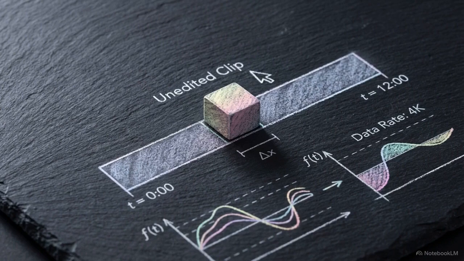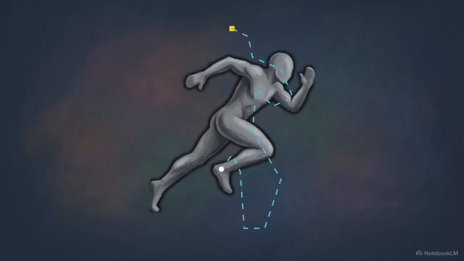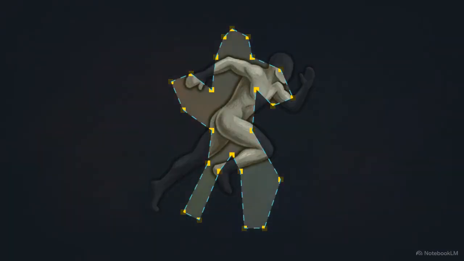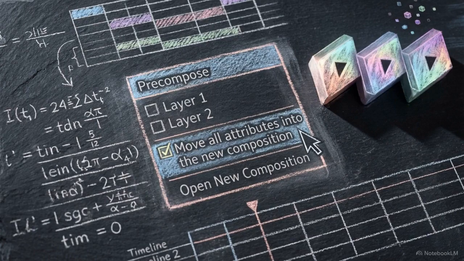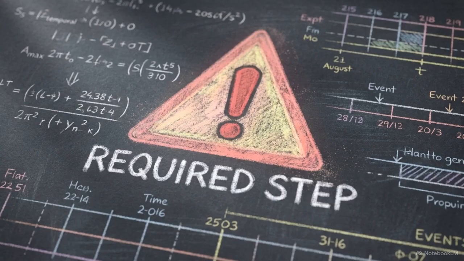Step 1 is preparing your timeline environment. If you have any masks drawn to isolate your subject, we have to isolate those first. Pre-compose your raw footage and move all of those mask attributes directly into the new composition. You must complete this step before applying the plugin.